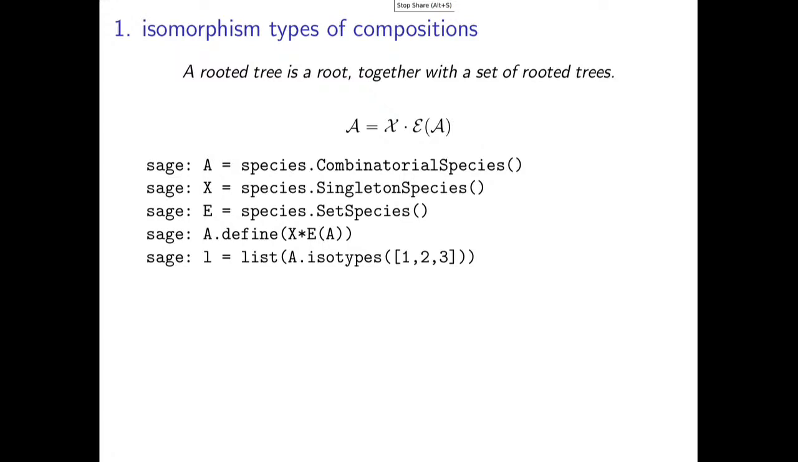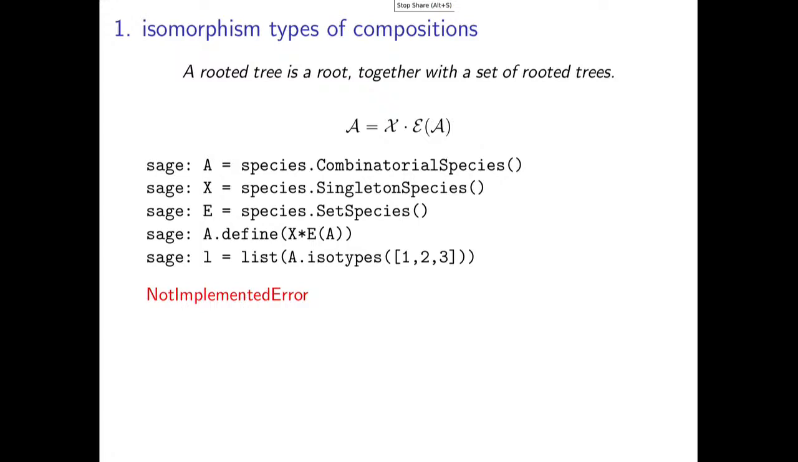So a rooted tree is a root together with a set of rooted trees. We had this before. And in general, we had A dot structures to give you all the F structures. And we have dot isotypes to give you representatives of the structures for the isotypes, for the isomorphism types. So it would be very interesting to have the isomorphism types for rooted trees, because these are the more interesting numbers. But boom, it's not implemented.